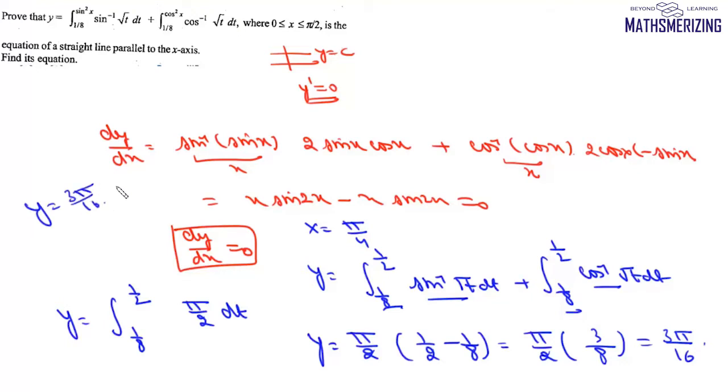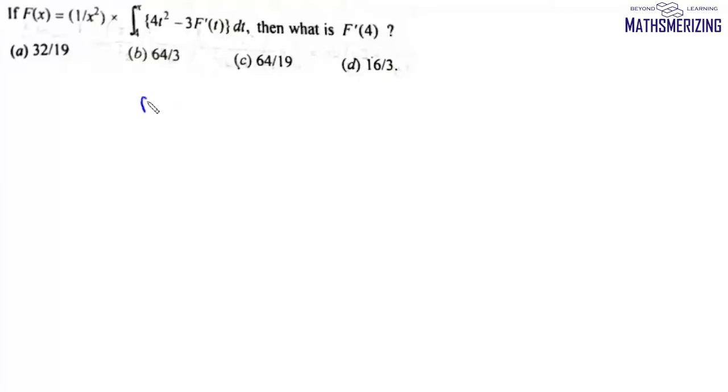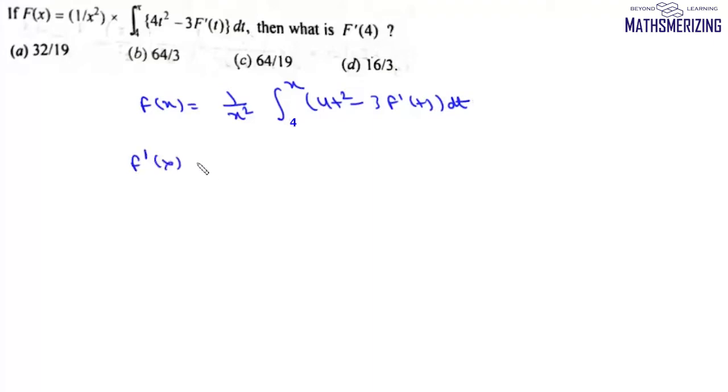Now here the question is, we are given a function f(x) which is 1 upon x square into this integral from 1 to x of 4t square minus 3 f dash t dt. Now we need to find the value of f dash 4. So we'll differentiate it. We'll write f dash x, and it'll be 1 upon x square. Now in this case limits are variable, and here it is a function of t, so there is no parameter x. We'll use Leibniz Integral Rule.